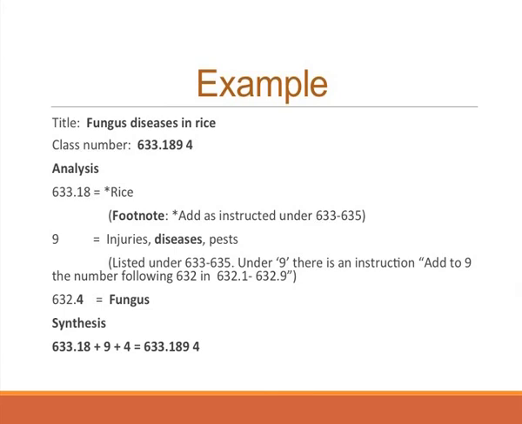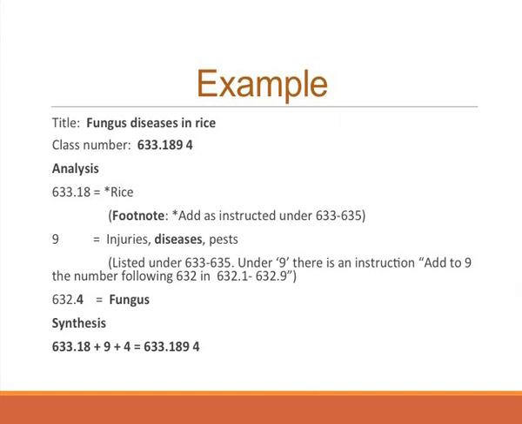So from here we add 9 to the base number, and 633.18 plus 9 becomes diseases of rice, but we have to find the number for fungus also. Here we find another instruction under 9: add to 9 the number following 632 from 632.1-632.9. There is a whole range of these diseases under 632.1-9, and we have to take the number for fungus diseases, which is 632.4, and we add only the part of the digits following 632, that is 4, for fungus diseases.